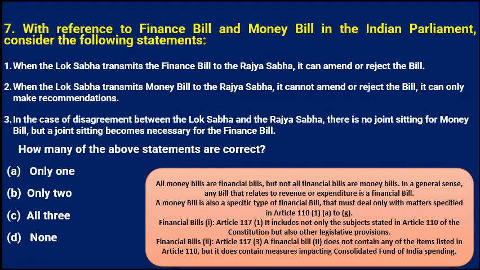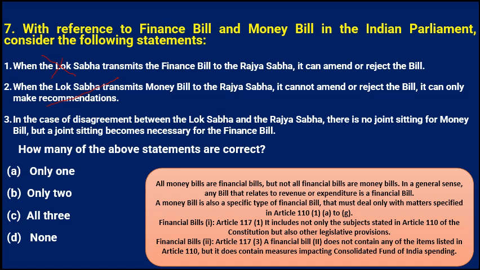Question number 7. With reference to financial bill and money bill in the Indian Constitution, consider the following statements. When the Lok Sabha transmits the financial bill to the Rajya Sabha, it can amend or reject the bill. It is an incorrect statement. The Rajya Sabha cannot amend or reject the financial bill. When the Lok Sabha transmits a money bill to the Rajya Sabha, it cannot amend or reject the bill. It can only make recommendations. Yes, the second statement is correct.